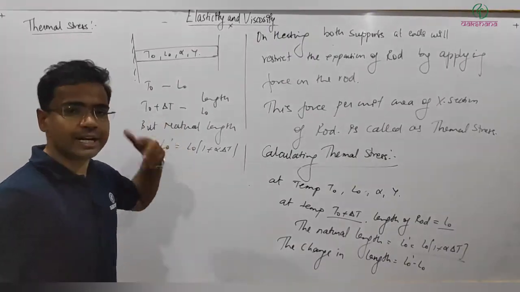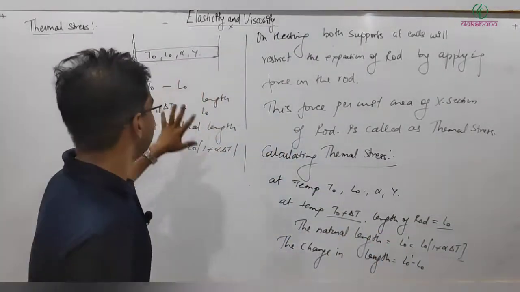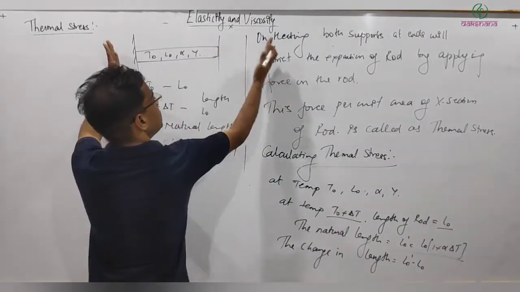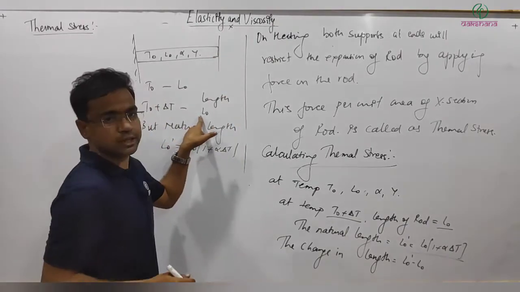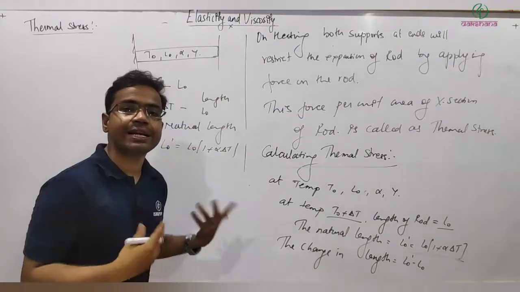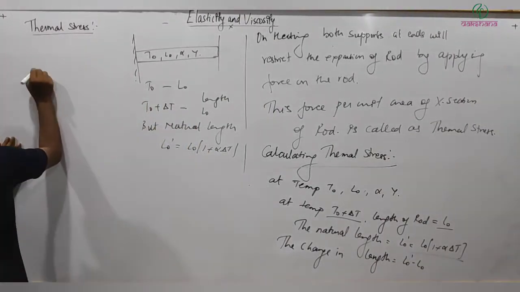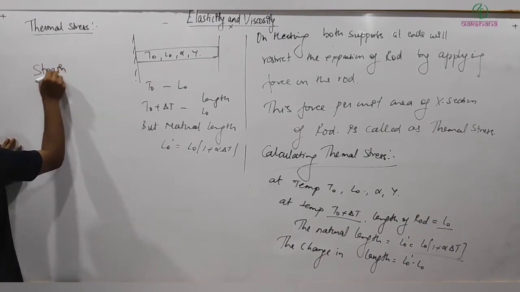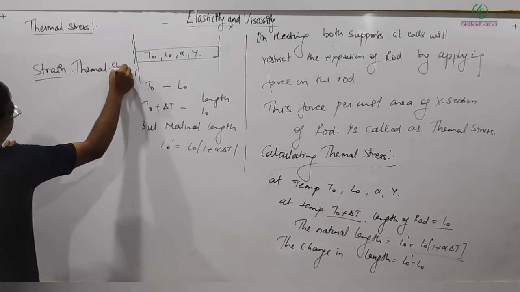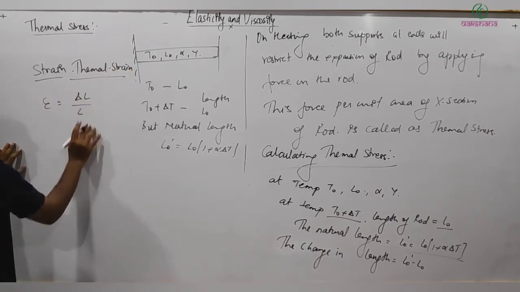So the actual length is L0, but the natural length should be this. You can understand it in another way also. Let me first allow it to expand to this length, then by pressing it I bring the length back to the original length. That is also the same thing. So now strain has been developed in the rod. We call it thermal strain. So strain is the same, delta L divided by L.